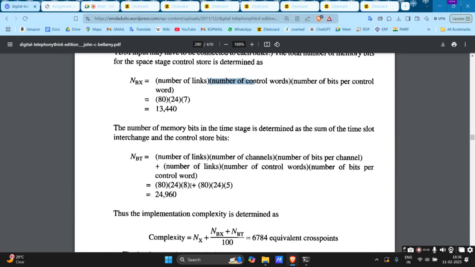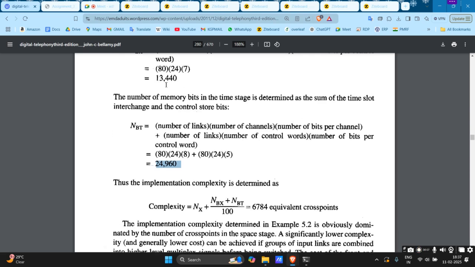Since there are 24 channels, the number of bits per control word will be the ceiling of log base 2 of 24. 2 to the power 4 is 16, so log base 2 of 24 is 4 point something. When you take the ceiling, it becomes 5. So 80 into 24 into 8 plus 80 into 24 into 5. Here we have 15,360 bits, and here we have 9,600 bits.